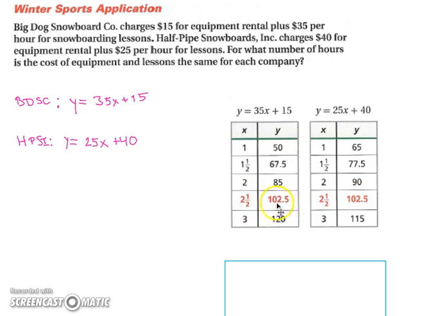Alright, so at 2.5, you end up with $102.50. So for what number of hours? That would be 2.5 hours, because that's your x there. And the cost of equipment would be $102.50. And that ends our lesson on using graphs and tables to solve linear systems.